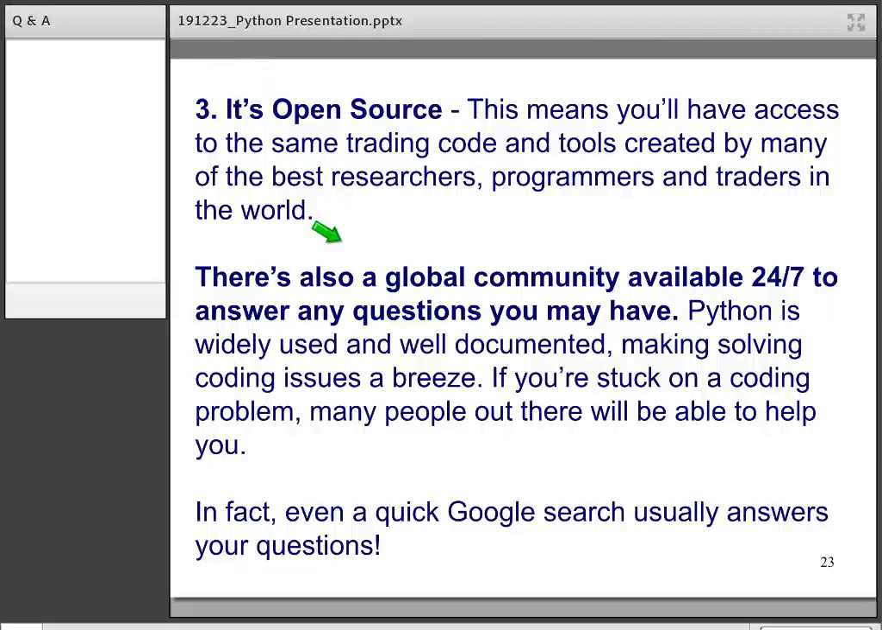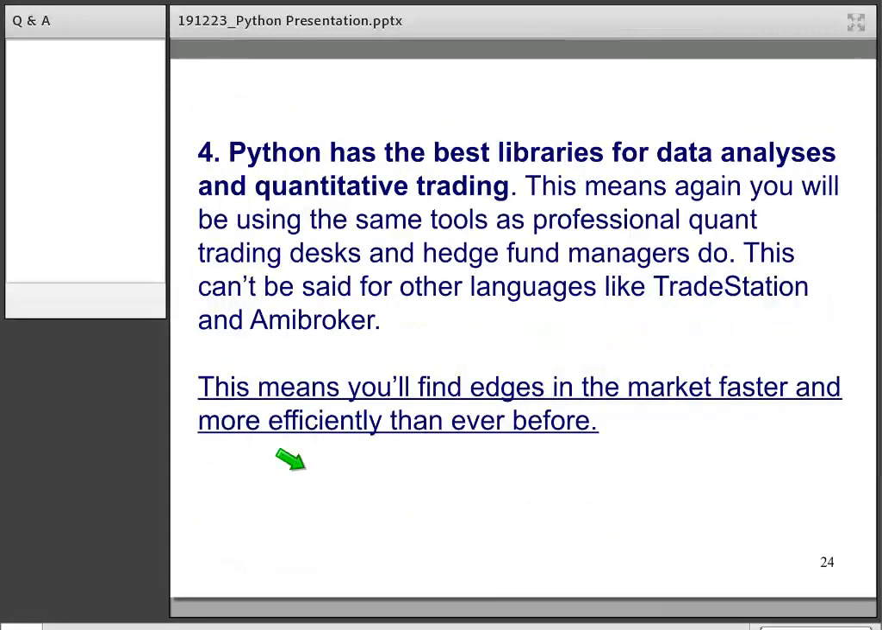There's a global community out there. It's available 24/7 to answer any questions you may have. Python's widely used. It's well documented. It makes solving coding issues a breeze. And if you're stuck on a coding problem, there are many people out there to help you. And in fact, we've seen this. Even a quick Google search usually answers your questions. It's a great thing about open source.